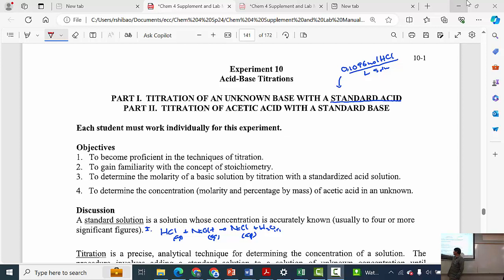So the reaction I'm going to be doing here is HCl plus sodium hydroxide. What are the products of this? Sodium chloride and water. And so the way we're going to accomplish this reaction is I'm going to put some hydrochloric acid in here, and then I'm going to start reacting the hydrochloric acid in my Erlenmeyer flask with sodium hydroxide. How do I know when to stop?